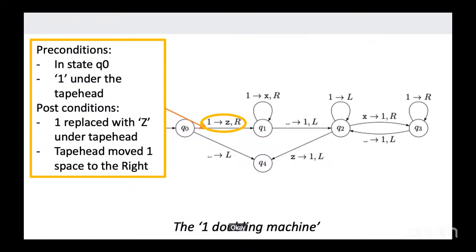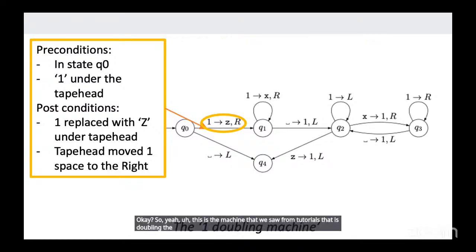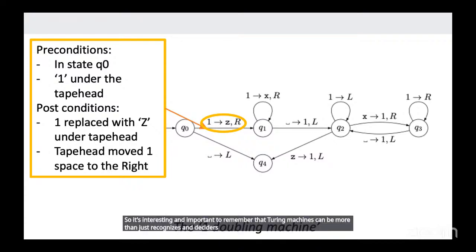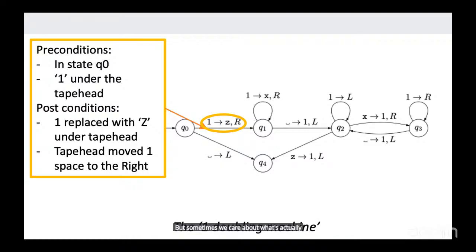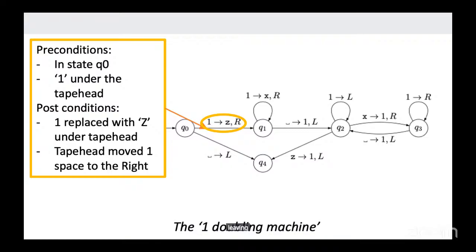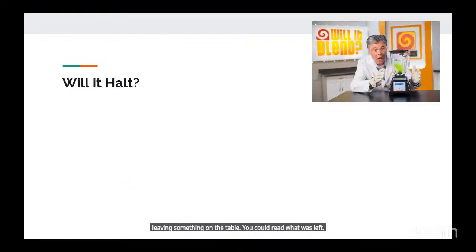Okay, so this is the machine that we saw from tutorials that is doubling the number of ones on the tape. It's interesting and important to remember that Turing machines can be more than just recognizers and deciders. Sometimes we care about what's actually left on the tape when the Turing machine is done, because at the end of the day, we're treating these like models of computation that can compute anything. And the only way that they return values is by leaving something on the tape. You can read what was left.